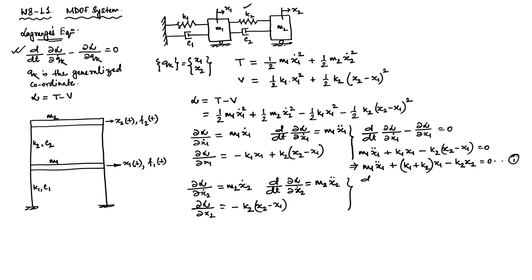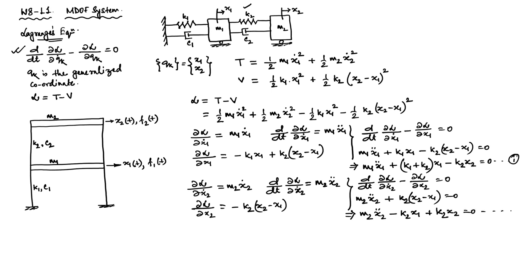Now, if we combine these two and form the second Lagrange equation, we will have m2 x2 double dot. The second term will be minus of minus k2 times (x2 minus x1). So, this will be plus k2 (x2 minus x1) equal to 0. And then again, if we simplify this equation, we will have m2 x2 double dot plus, if we open the bracket, the first term will be minus k2 x1 plus k2 x2 equal to 0. So, that is the second equation.